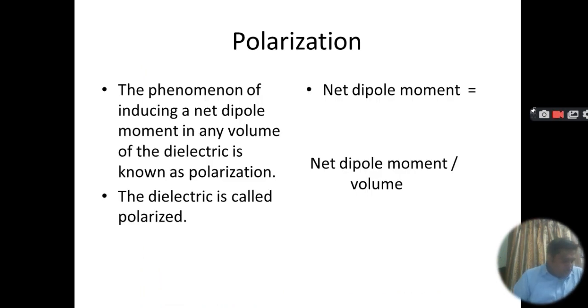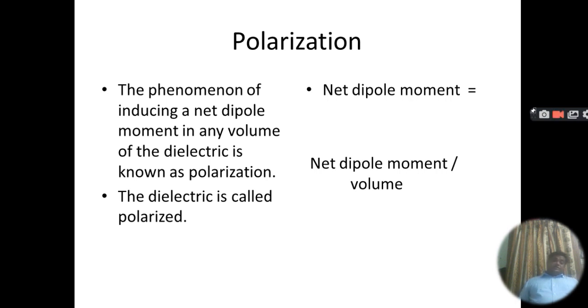So now the question arises in our mind: how is polarization created? What is polarization? The phenomenon of inducing a net dipole moment in any volume of the dielectric is known as polarization. First of all, understand the definition, it is very important. The phenomenon of inducing a net dipole moment in a volume of the dielectric medium is known as polarization.